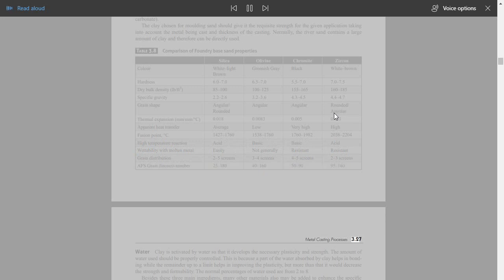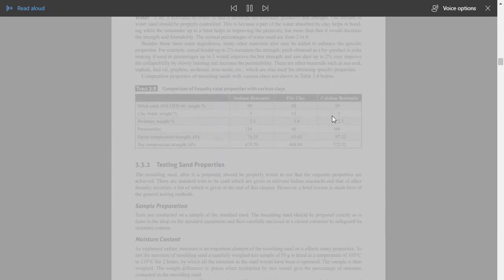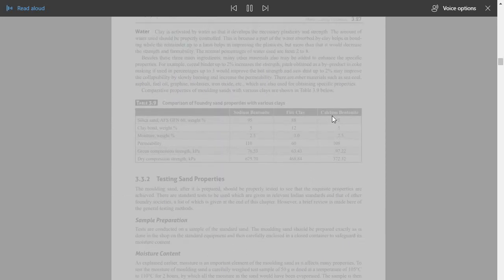Water: clay is activated by water so that it develops the necessary plasticity and strength. The amount of water used should be properly controlled. This is because a part of the water absorbed by clay helps in bonding, while the remainder, up to a limit, helps in improving the plasticity, but more than that it would decrease the strength and formability. The normal percentages of water used are from 2 to 8.